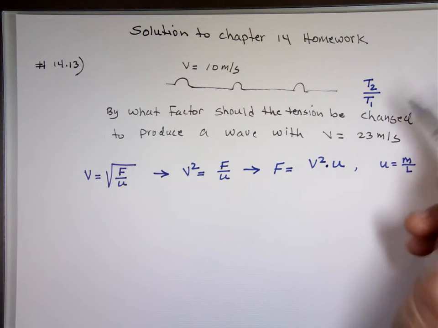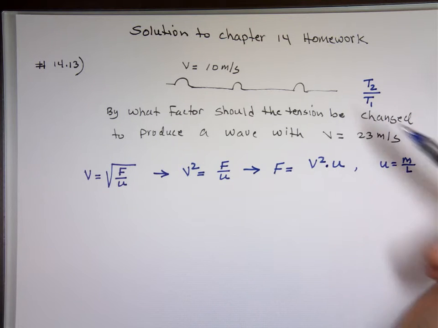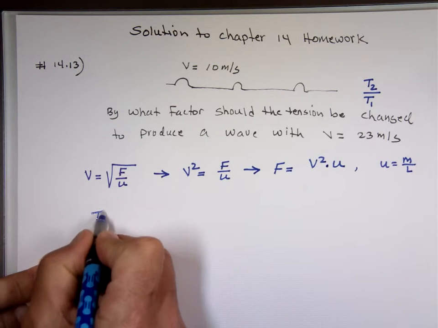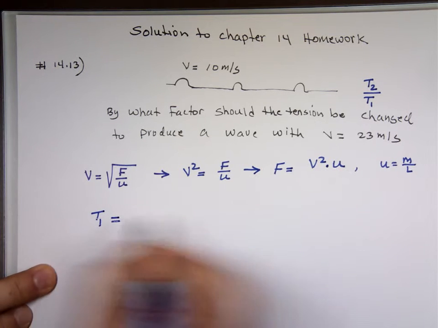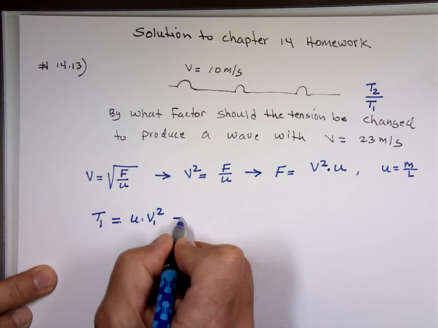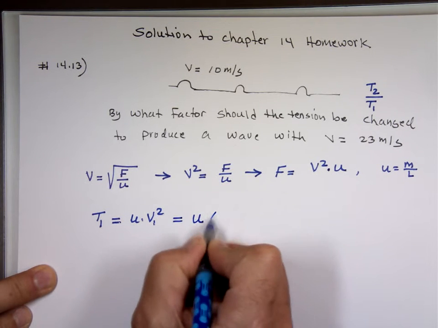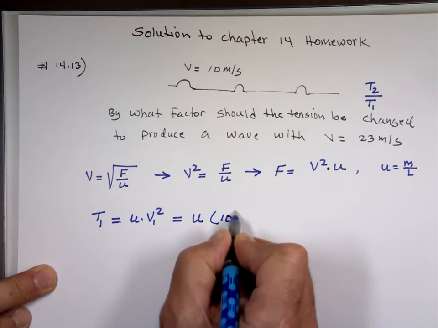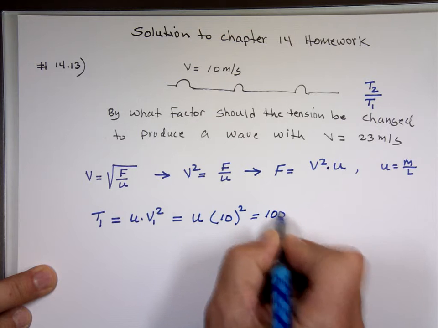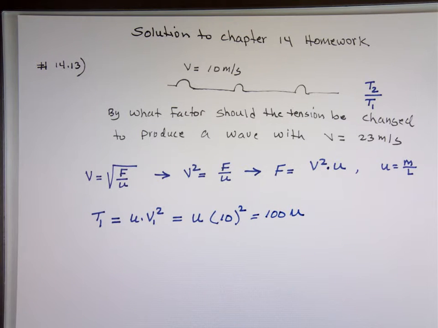So the question, what is the ratio of T2 to T1? That's what they wanted. Well, T1 is mu times V1 squared. Mu is mu, and V1 is what? 10 meters per second squared. 100 times mu.